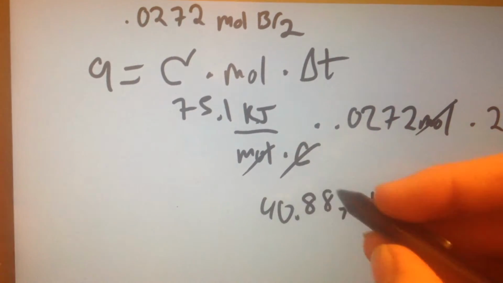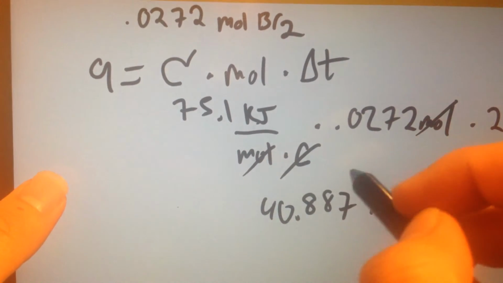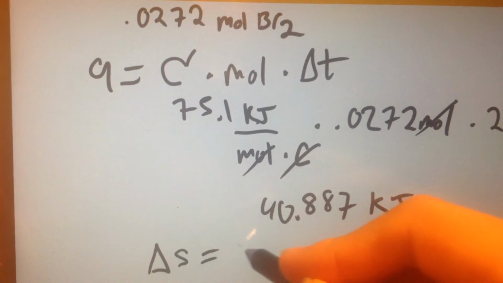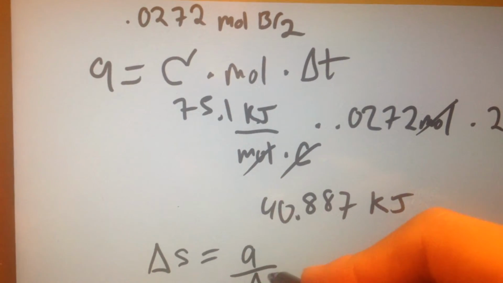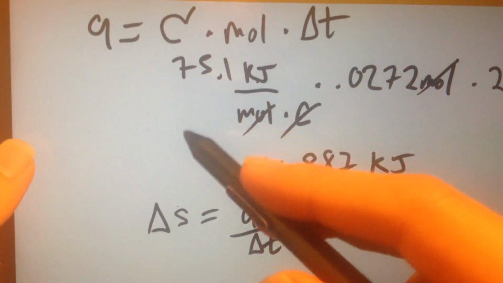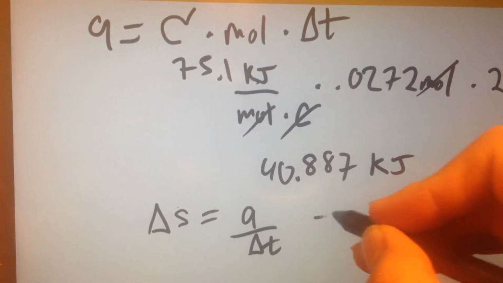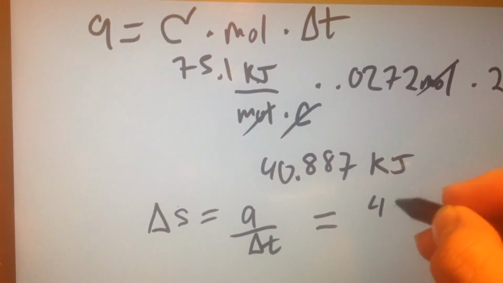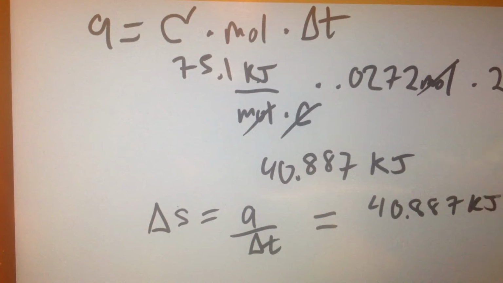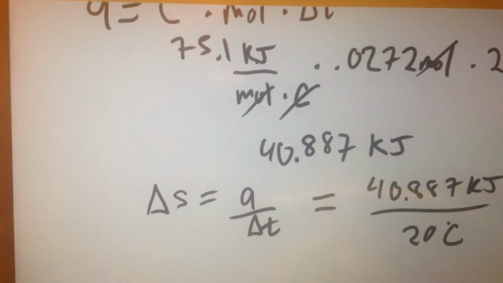So that's how many kilojoules was put in. And so we use the equation delta S is equal to Q over delta T. That's just your standard change in entropy equation. So we plug in Q and we plug in T. And again, since it's a delta T, we can just keep it in Celsius. And we say we have 40.887 kilojoules, and we had a change of 20 degrees Celsius.